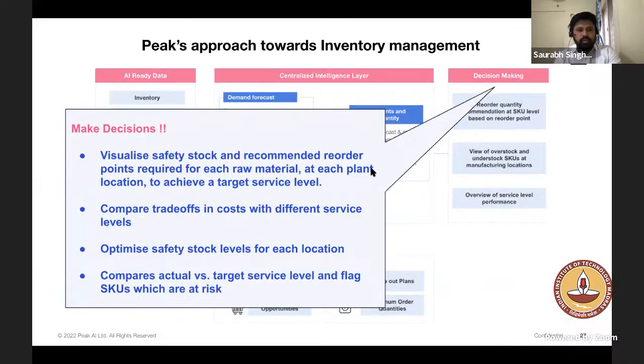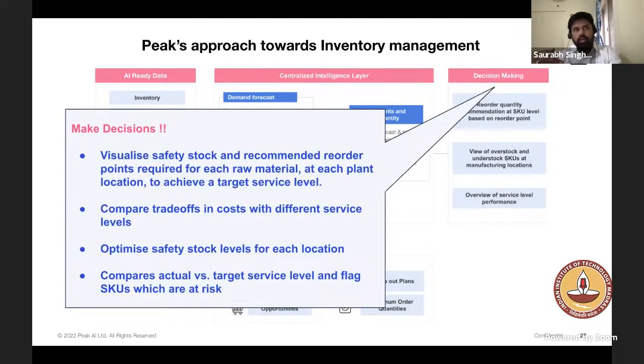So what happens now is the end customer can visualize the safety stock. They can see the recommended reorder point required for each raw material or finished good at each plant location to achieve a target service level. You can compare the trade-off in cost with different service levels here. You can optimize your safety stock level for each location, and you can also compare your actual versus target service level and flag SKUs which are at risk, right? So it helps the end customer make proper and informed decisions.